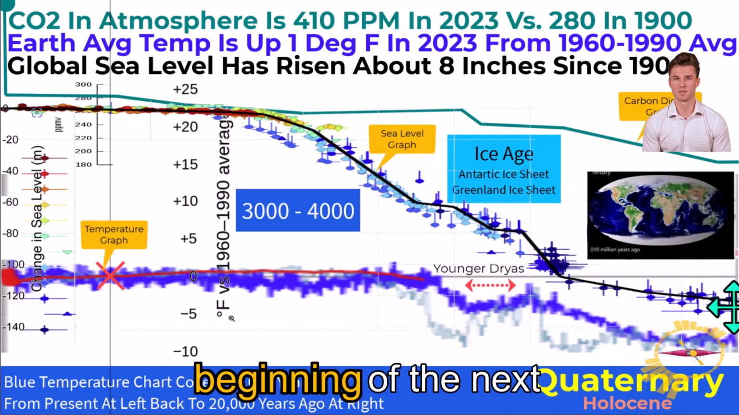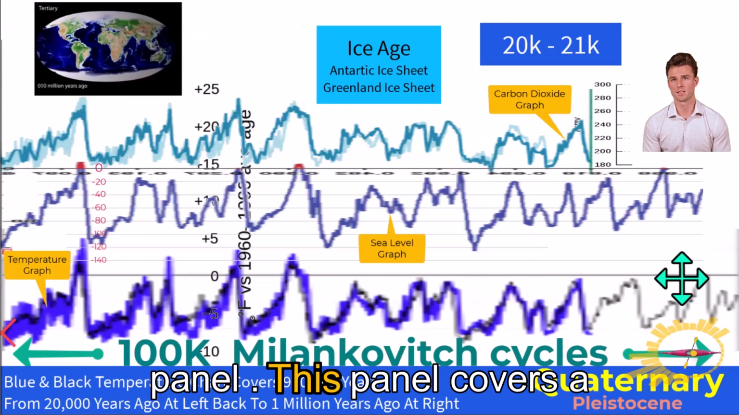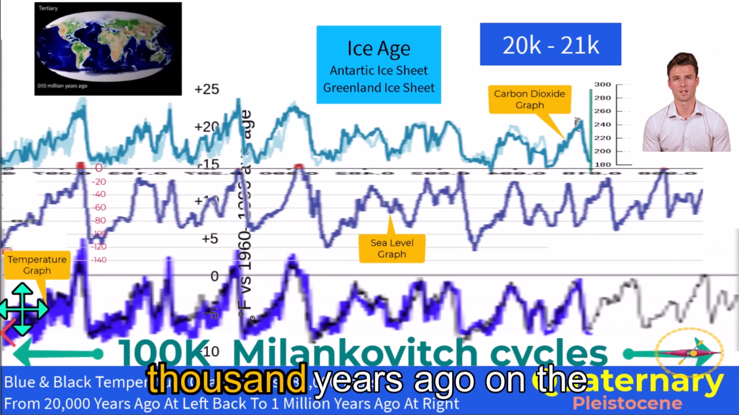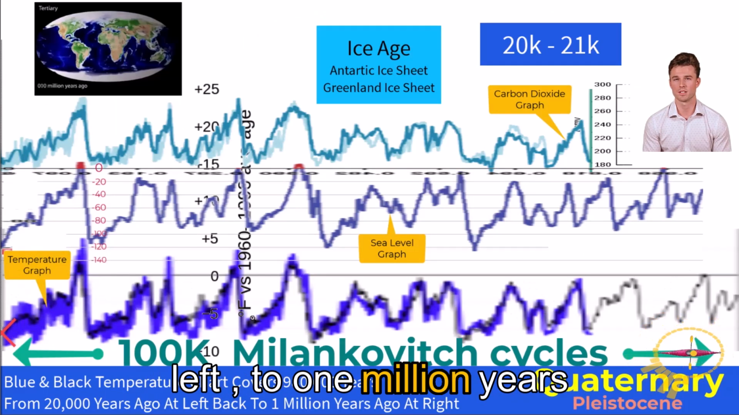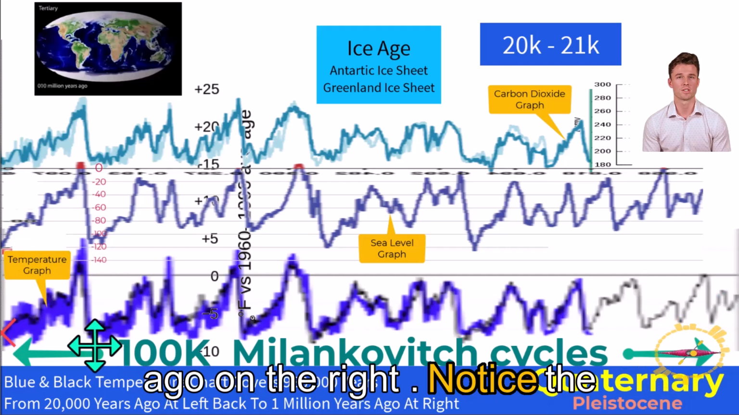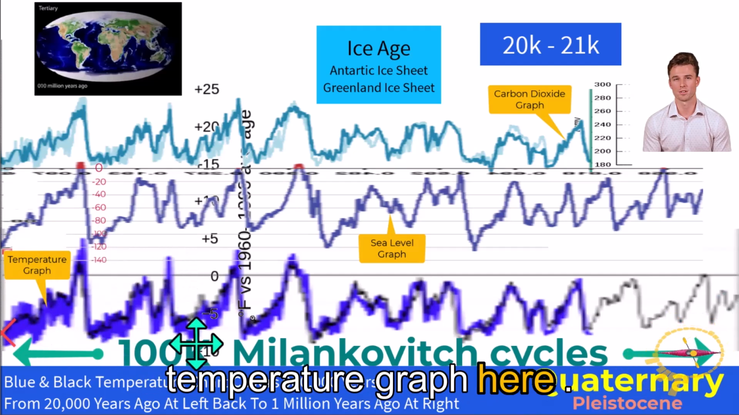Now I'm gonna jump us to the beginning of the next panel. This panel covers a period of time from 20,000 years ago on the left, to 1 million years ago on the right. Notice the peaks and valleys on the temperature graph here.